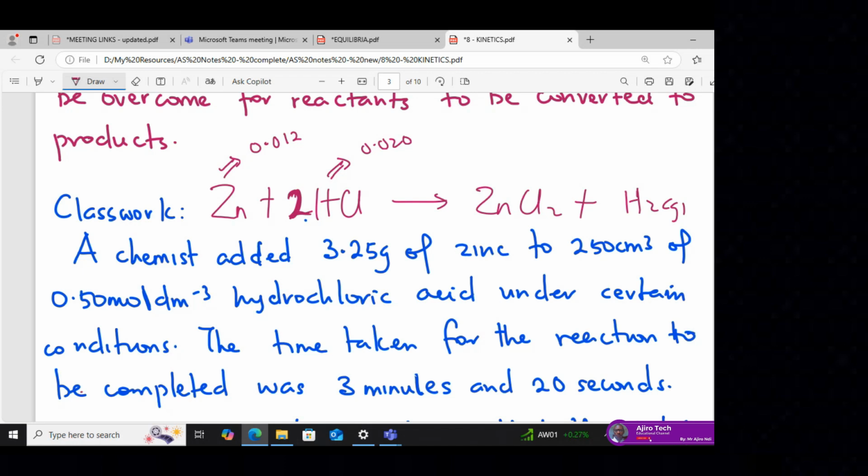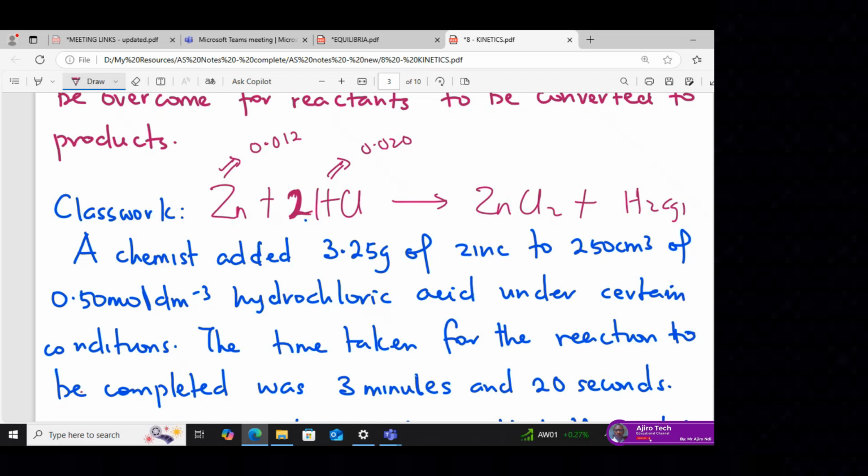Is that okay? So who determines the amount of hydrogen now? Is it acid or zinc? The acid. What's the ratio between acid and hydrogen? 2:1. So what would be the amount of hydrogen produced now? 0.01. That's it, it should be half of it. Are you sure you understand what I explained here? Yes, sir.